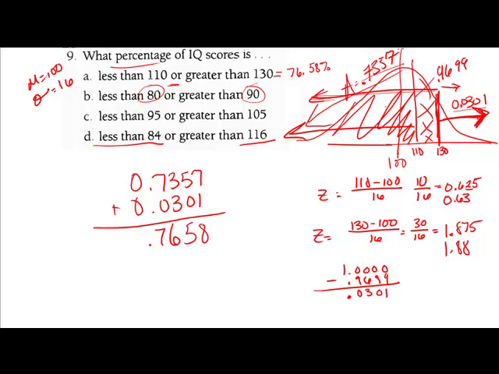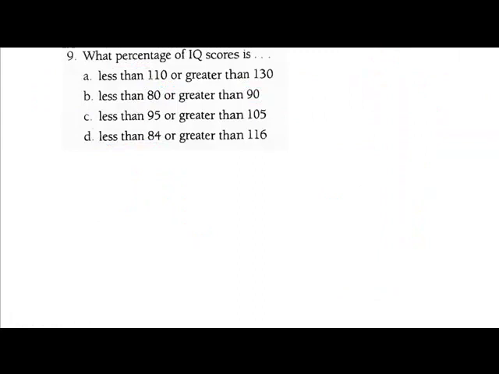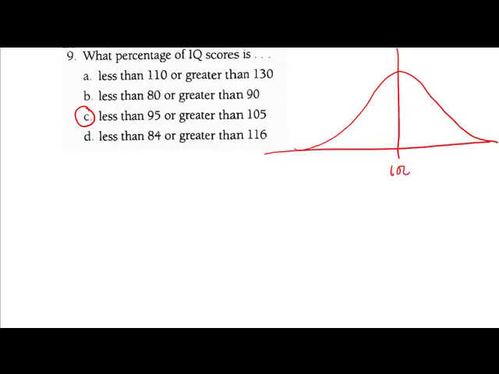Alright, hit pause and do C. And then when you get back and unhit pause, I'll show you how I did it. So let's do C. First step, draw a normal curve. My mean in my middle is 100. I need to find the area that is less than 95 or greater than 105.